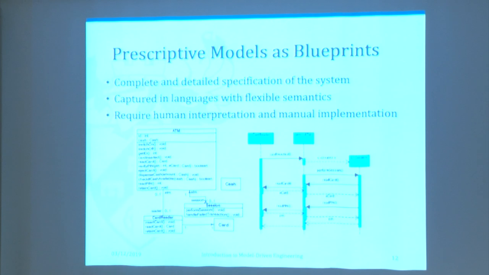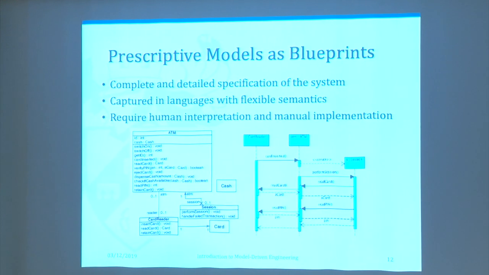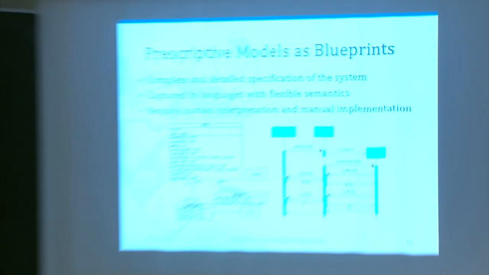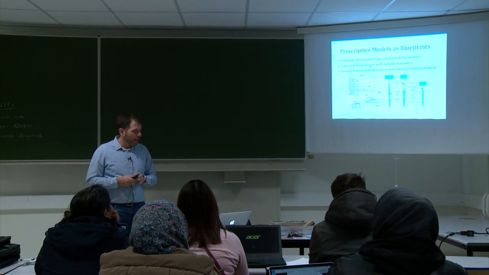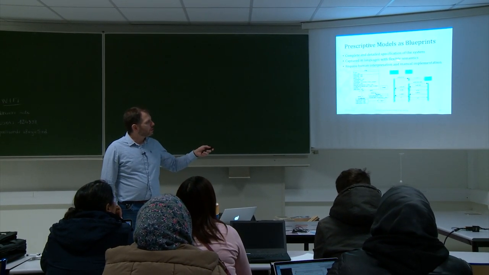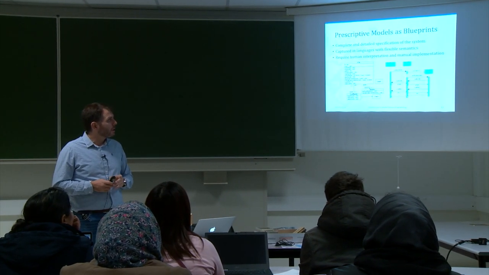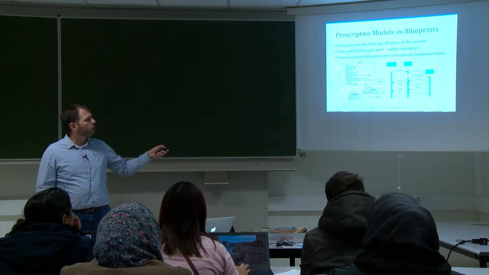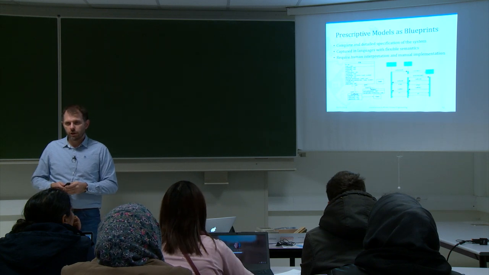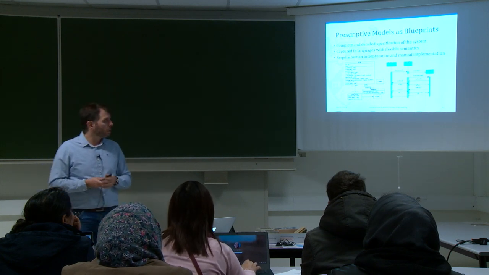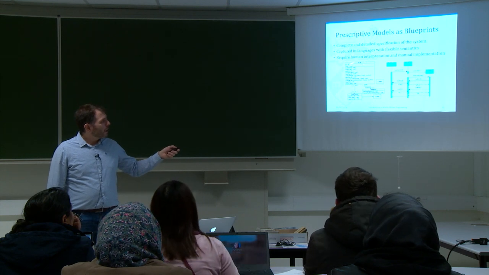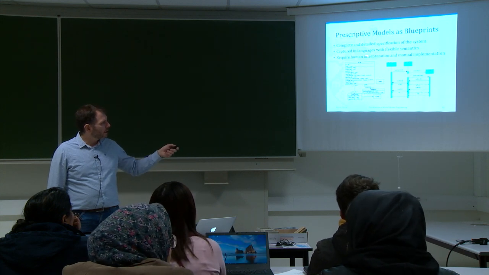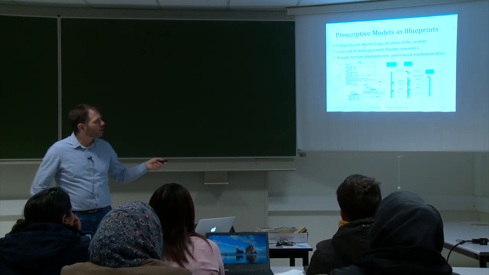Then, higher up the fidelity spectrum, we have models as blueprints, and these aim to provide a more complete and detailed specification of the system. They are captured in languages with understood but somehow flexible semantics. And in order to lead to actual software, they require human interpretation and manual implementation. So you can get some designers that will design, for example, a class diagram of your ATM system, and they will define the entities, like the ATM and the card reader and the session and the card and so on and so forth.